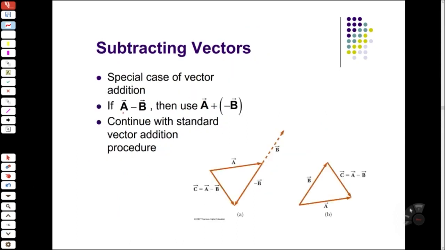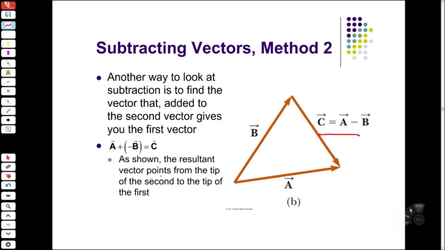And then you can consider subtraction of two vectors as the sum of A plus minus B. So this one is A, and if you want to subtract B from A, you add A to minus B, and that is the subtraction vector here.